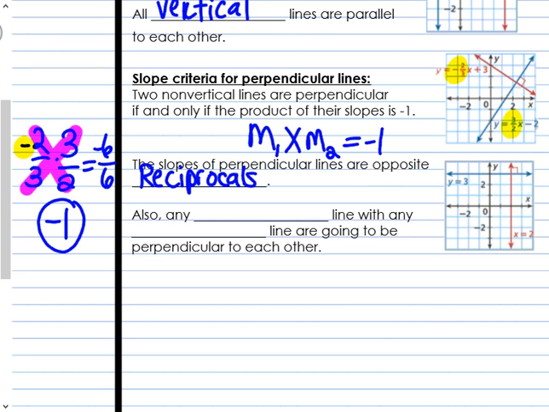Lastly, any horizontal line with any vertical line are also perpendicular. So if it's a completely straight east to west line with a completely straight north to south line, they're going to be perpendicular to each other. One more thing to notate before we move on to the next part is perpendicular lines are often notated with that right angle mark because perpendicular lines form right angles. So if you see that right angle mark, it means those lines are perpendicular.